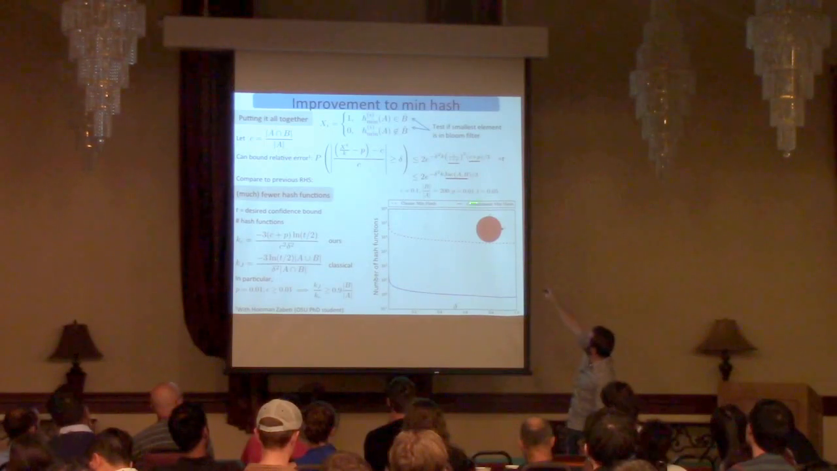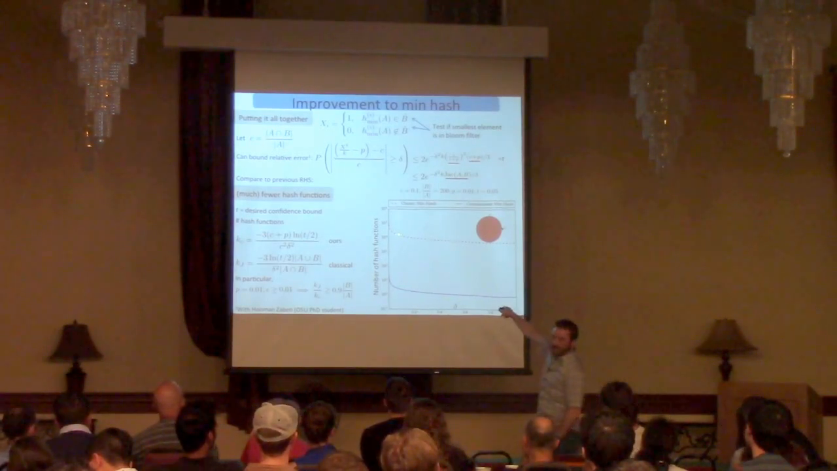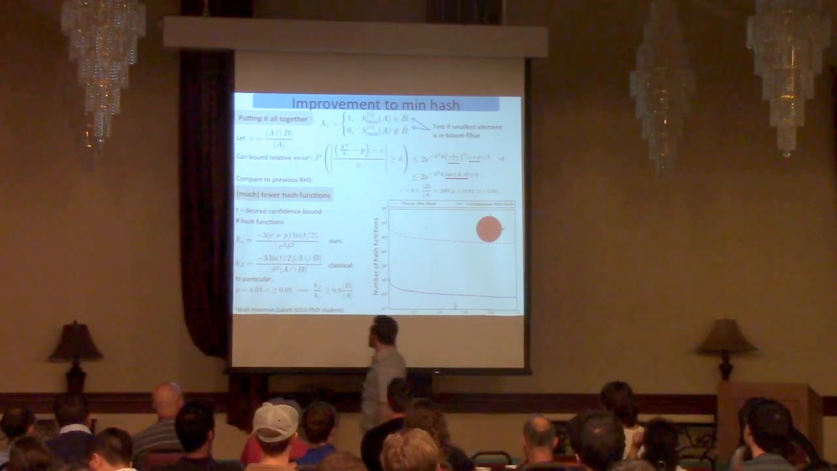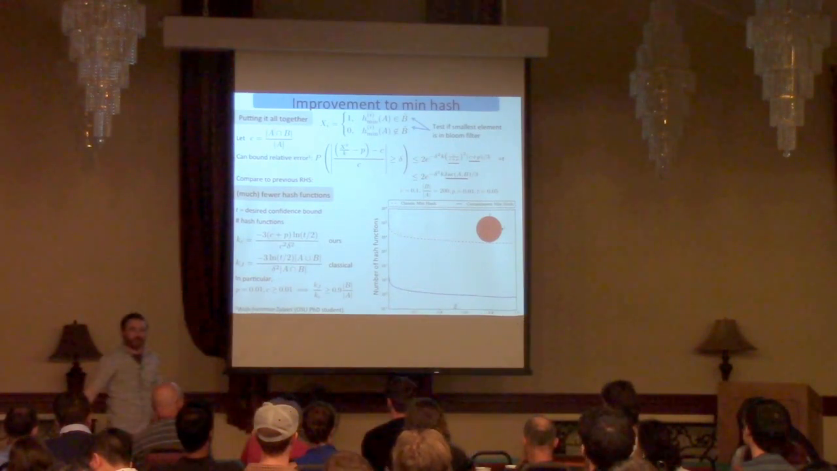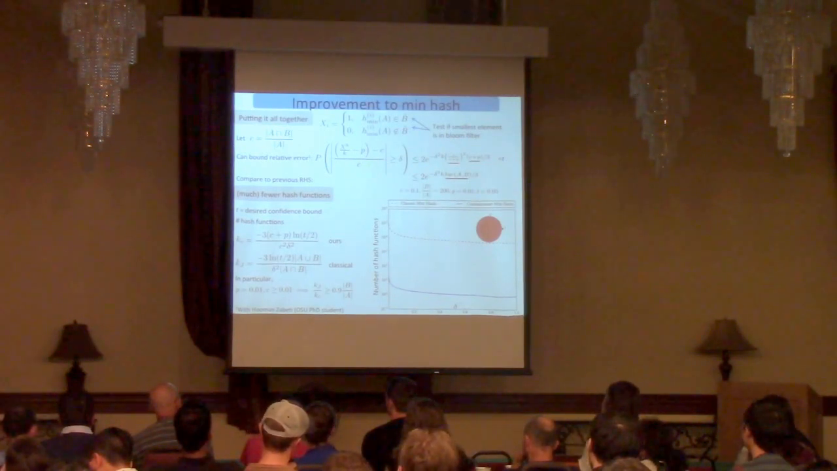And this blue here is the containment approach. This is the classic min-hash approach. So down here for lower values, instead of needing 10 to the 4th hash functions, you need 10. So it's a pretty cool, significant improvement, reducing the number of hash functions that you use.